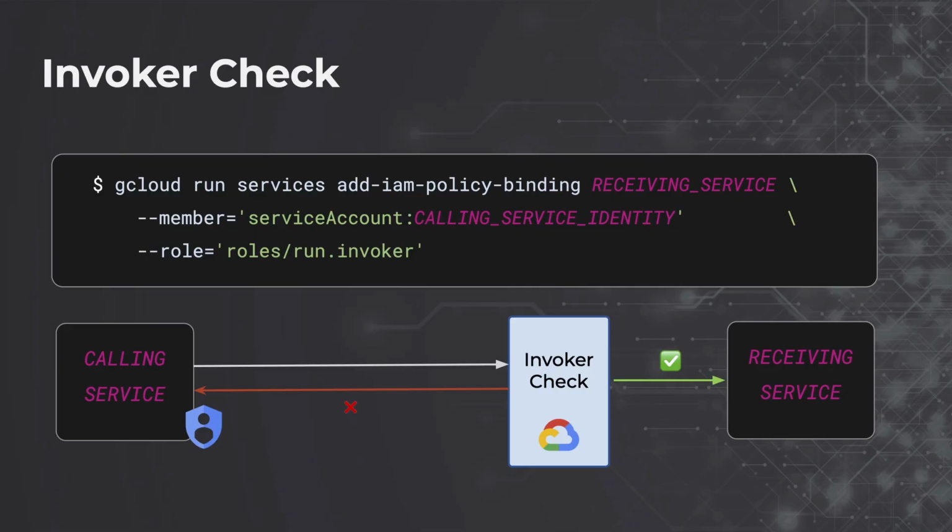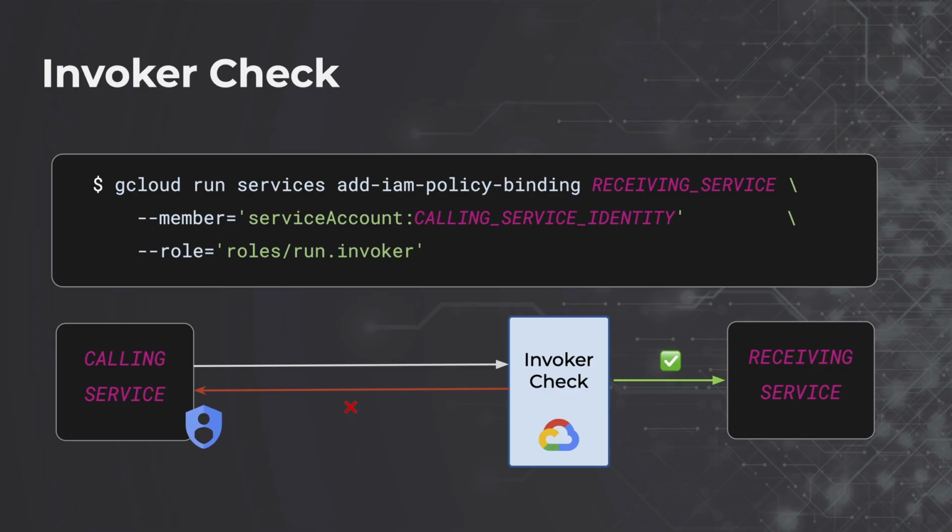And in Cloud Run, the key mechanism to achieve this is the invoker check. The receiving service will list the service accounts that it accepts requests from, and it can be anything that can prove that it owns a GCP identity. It can be another Cloud Run service, it can be a VM, it can be a user, basically anything that can prove that it has this service identity can call this service. And if not, then the invoker check will reject it.